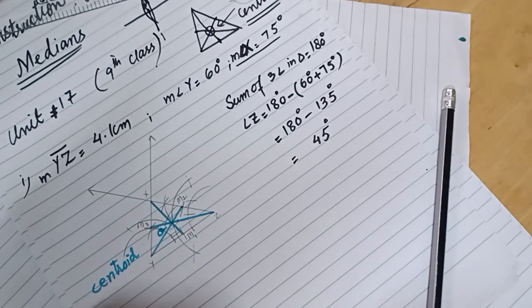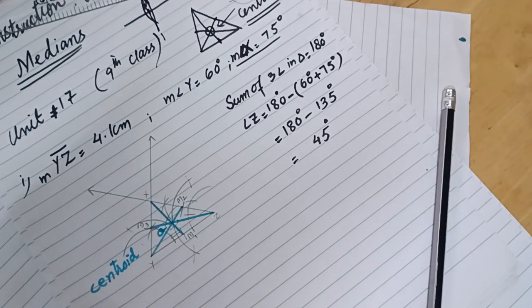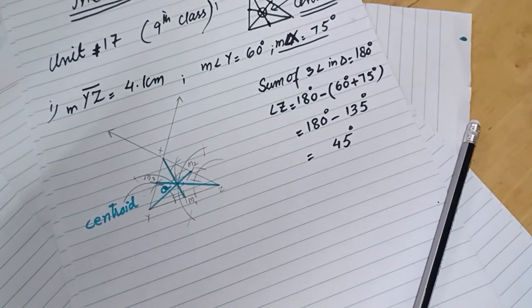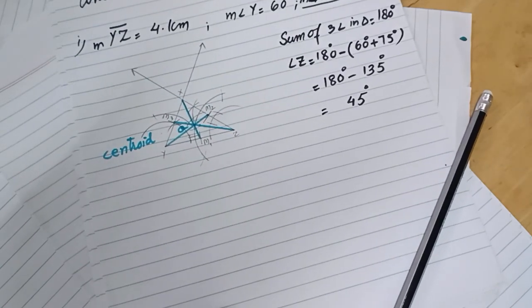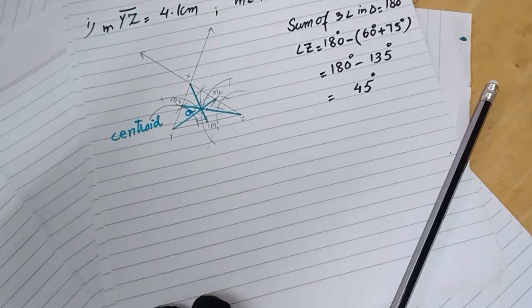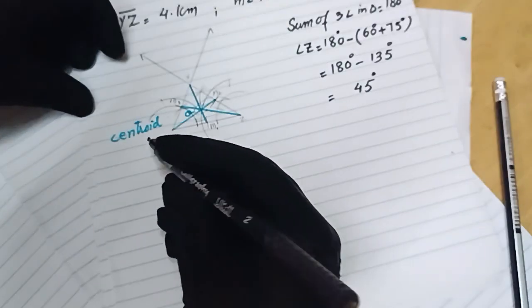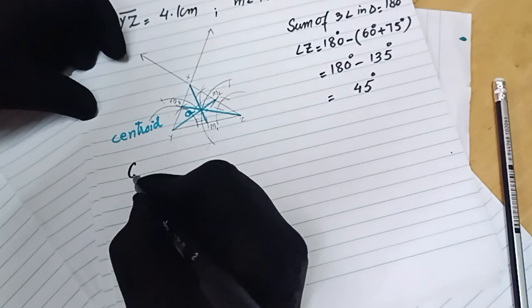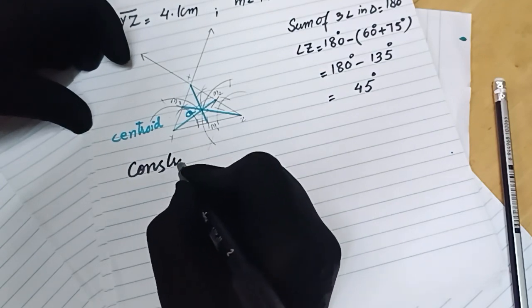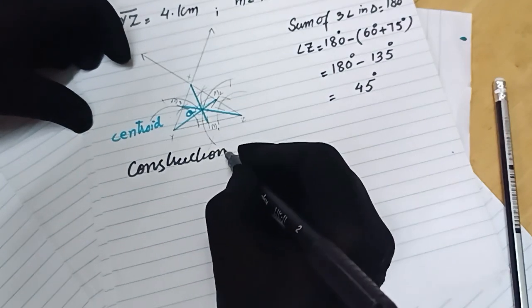Now about the construction steps. Construction steps are very easy to write. As I told you, whatever you have done, just write it down in the same way without changing anything. Make your statements very precise, very short. Don't go into extra details, just write down the steps very precisely. I'm just writing construction steps.